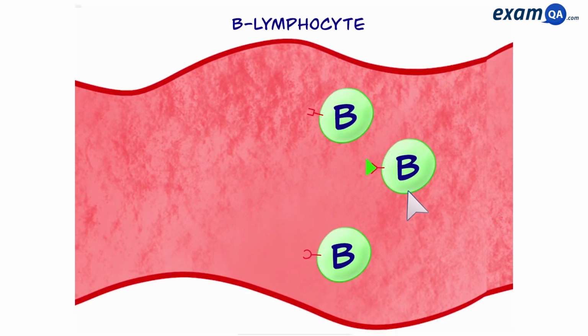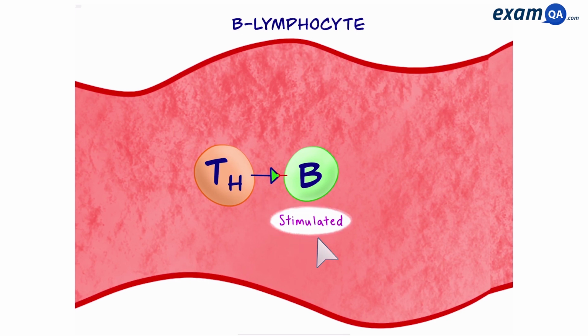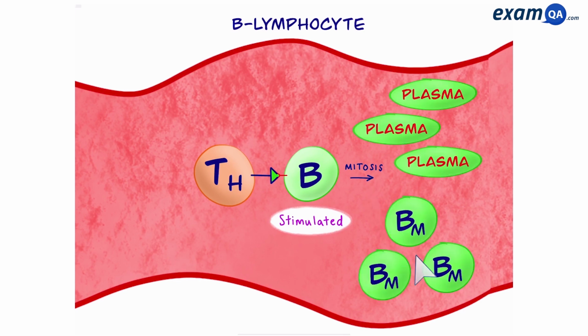This B lymphocyte will keep going until it finds a T helper cell. The T helper cell will be able to bind to it because it has a complementary receptor. It will then stimulate the B cell. Once stimulated, the B cell will then divide by mitosis to make many copies of itself. These copies turn into B memory cells and plasma cells.